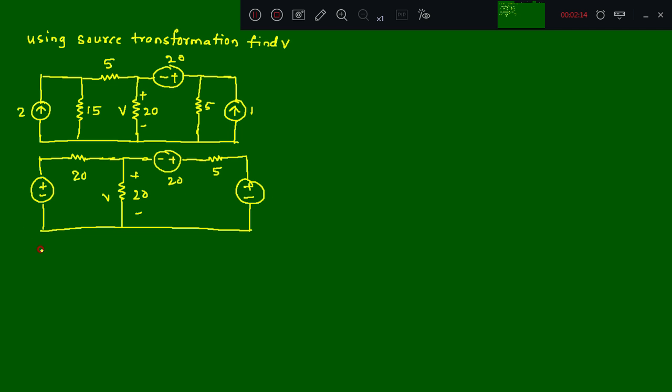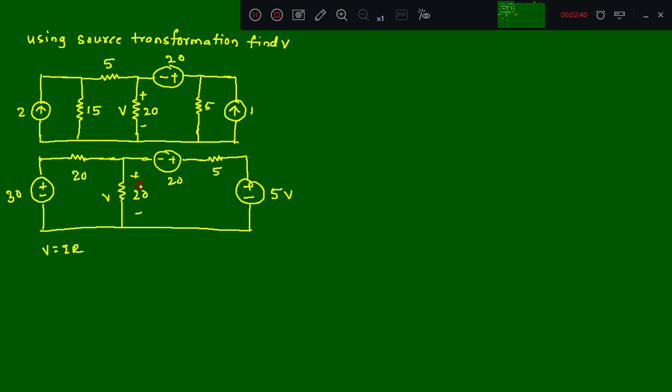We know that V equals I into R from Ohm's law. So what is I here? 2. What is R here? 15. So V equals I into R, which is 30 volts. Similarly here, V equals I into R. I is 1, R is 5. Therefore it is 5 volts, right? So this is how.